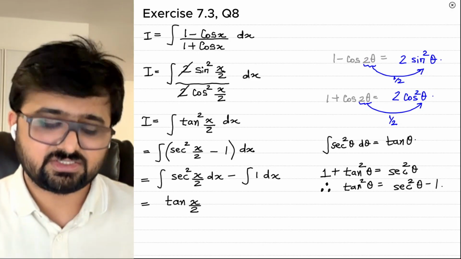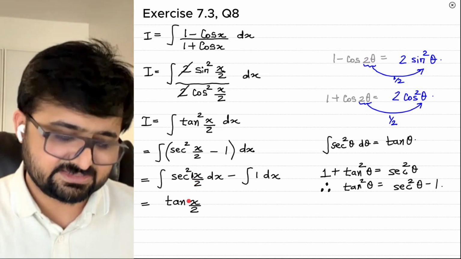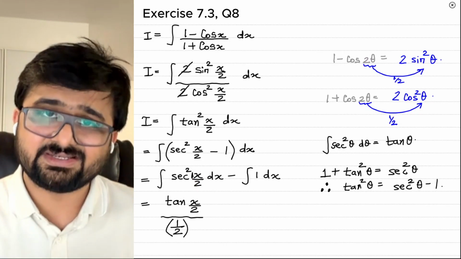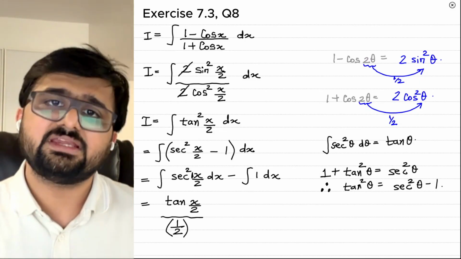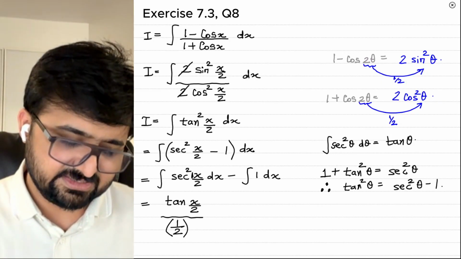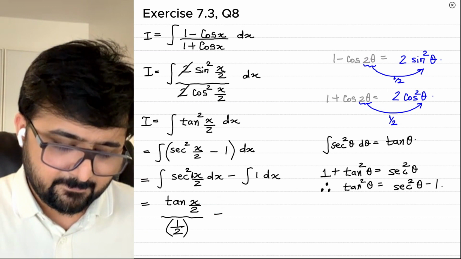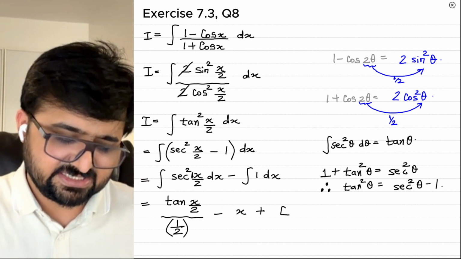However, don't forget to divide by the coefficient of x. Coefficient of x is half. So you have to divide by the coefficient of x. Always when you are done integrating, check the coefficient of x. If the coefficient of x is not 1, divide by that coefficient. In this case, the coefficient of x is half. Divide by that half. Okay, minus integration of 1 is x plus c.